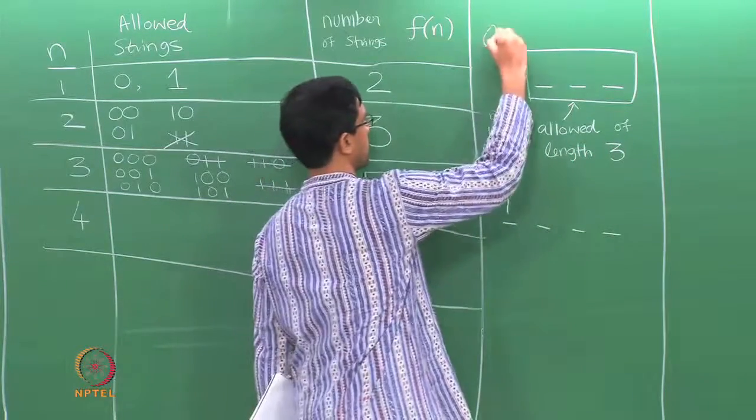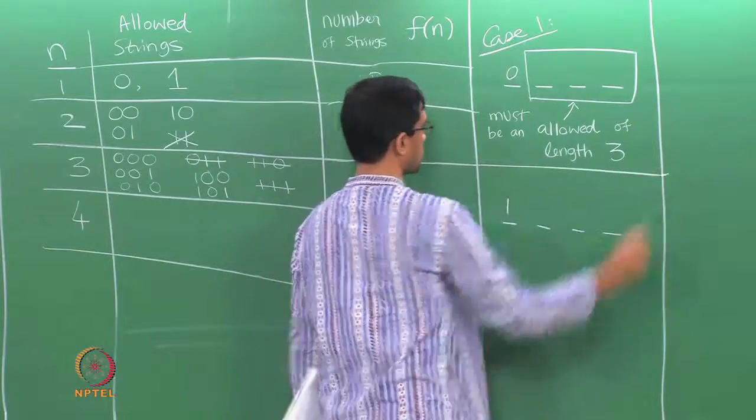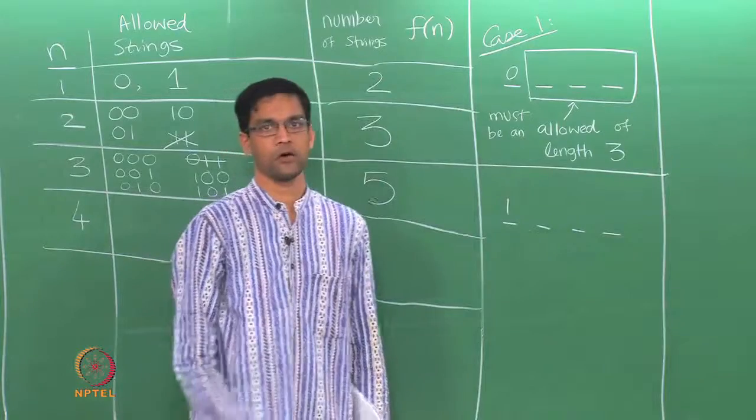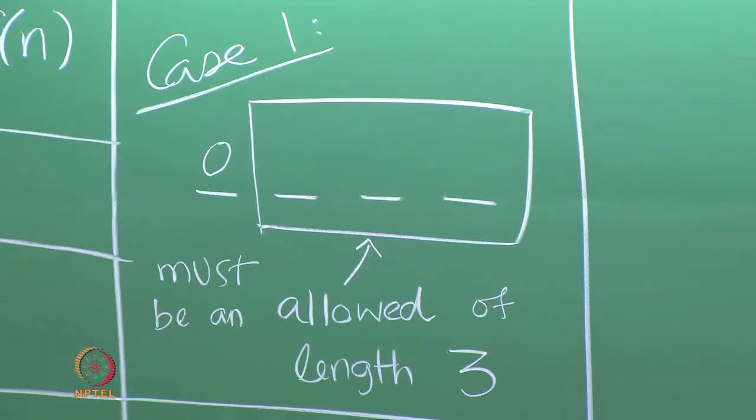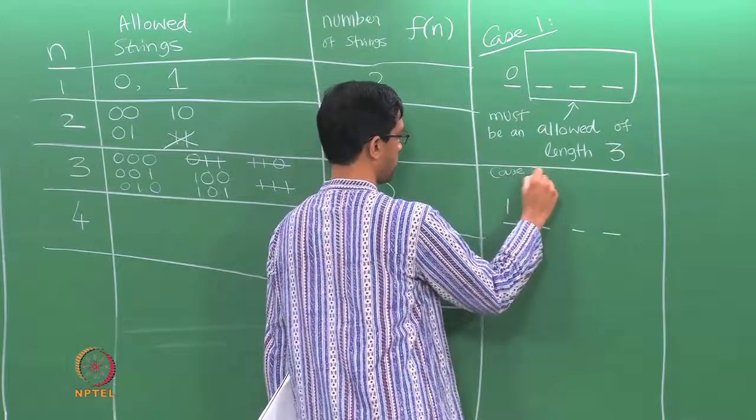Okay, so this is case 1. If your string starts with a 0, then what follows it must be an allowed string of length 3, without two successive ones. Now case 2 is the following.